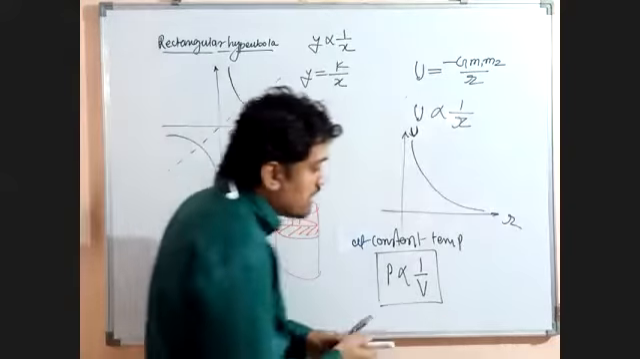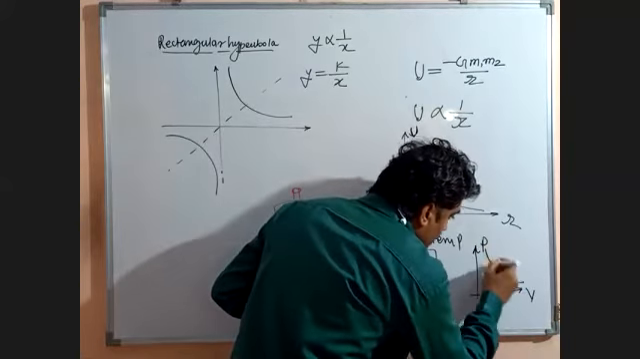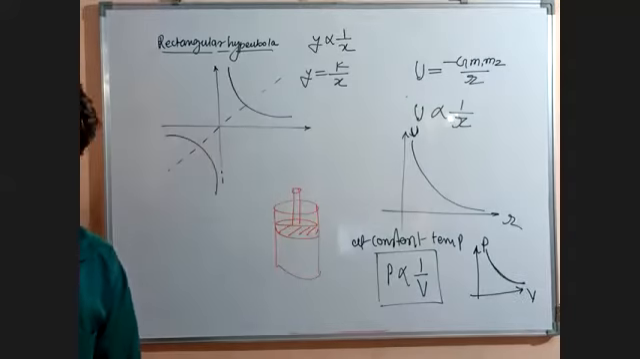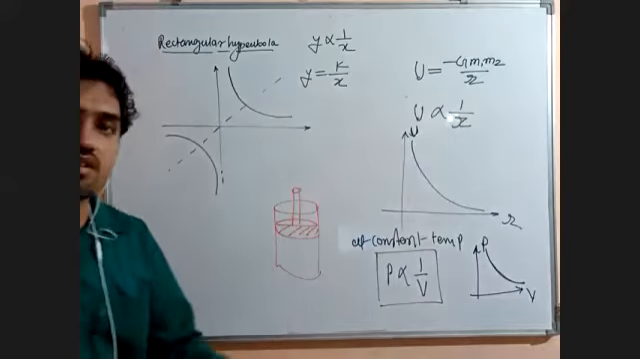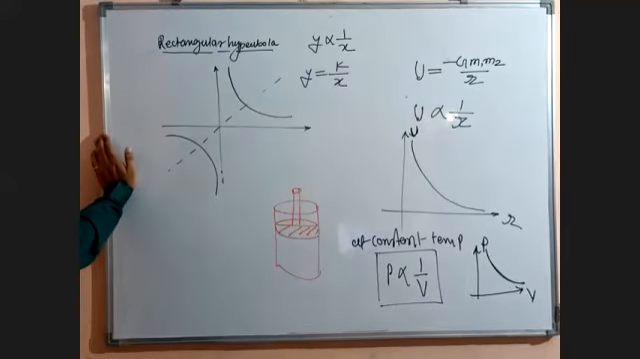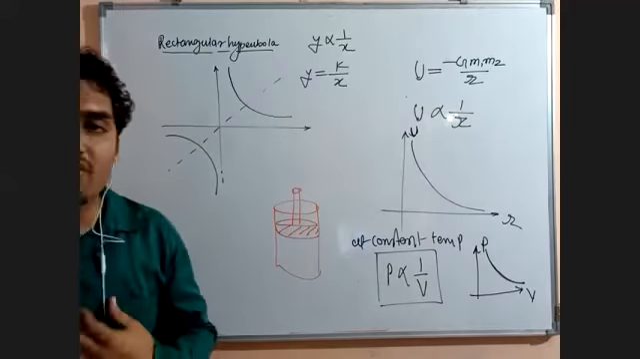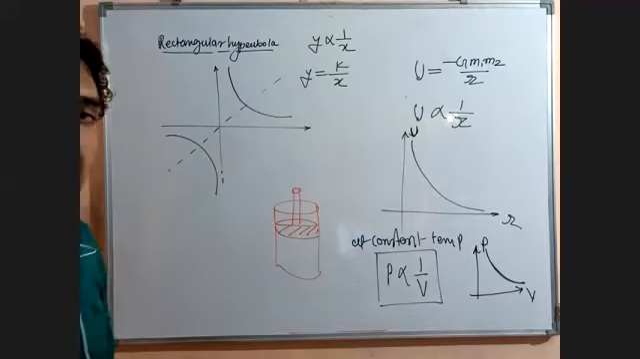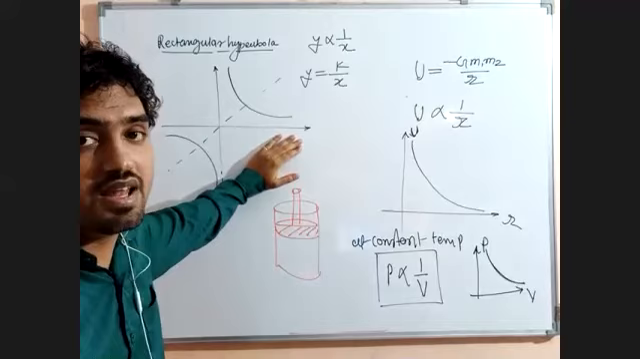And if we plot the graph between pressure and volume, it is a rectangular hyperbola. You have to understand this graph; it is very, very important in chemistry also. Thermodynamics is a very, very important chapter of chemistry and physics also. You will study thermodynamics in physics in class 11 and thermodynamics in chemistry also in class 11.